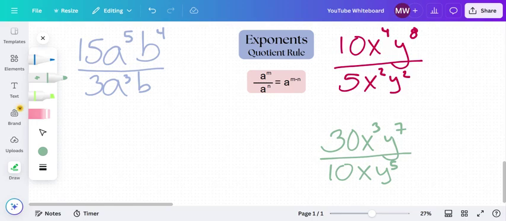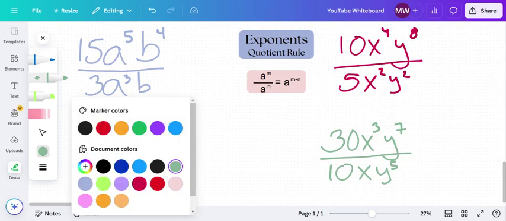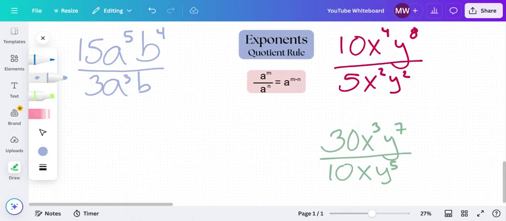So we want to treat these, just as before, as different problems because we can only work with the same base at the same time. So A's with A's, B's with B's, X's with X's, and in these cases, coefficients with coefficients. So let's look at our first problem here. It's 15a to the fifth, b to the fourth, over 3a to the third, b. So let's practice writing this one all out.